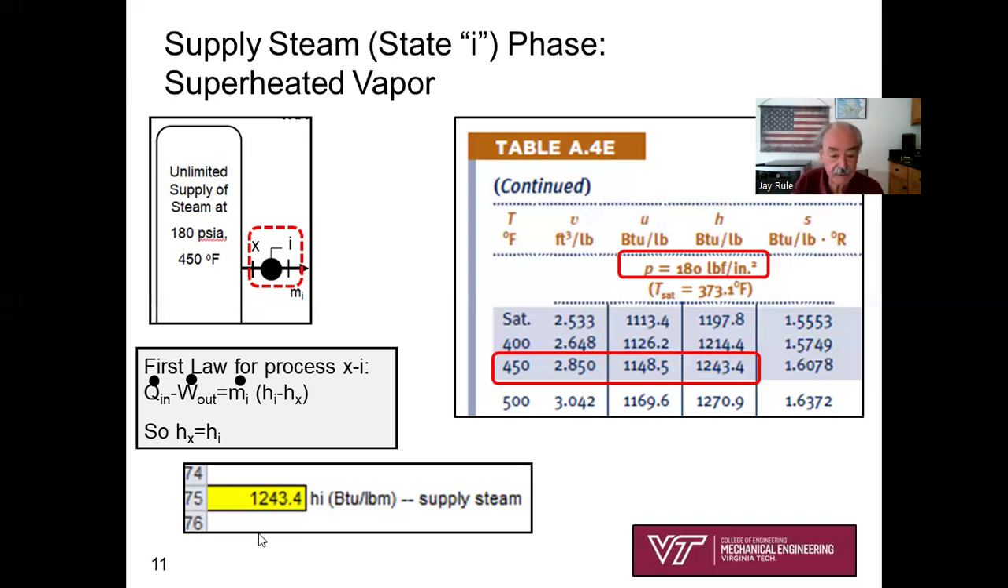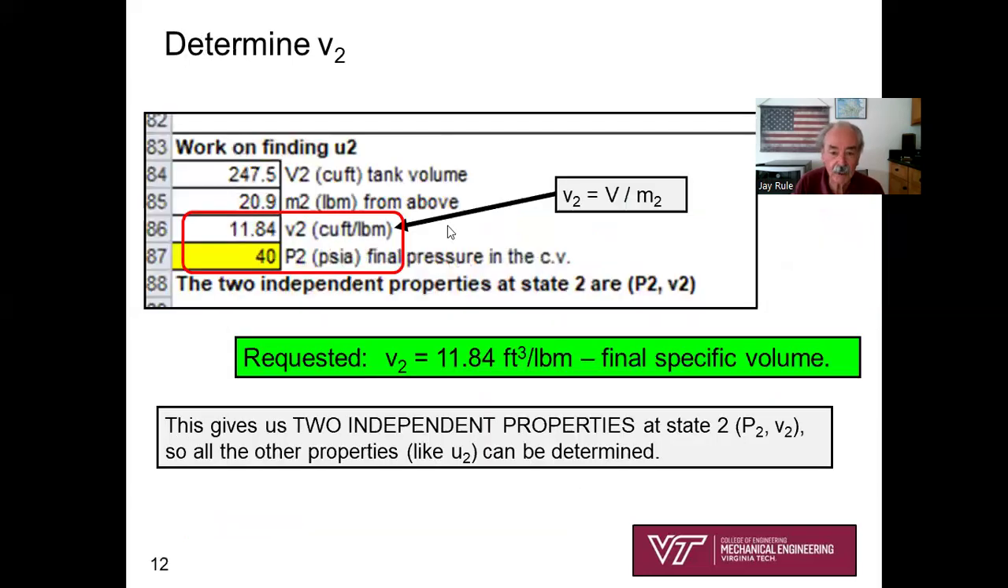So I've written down in my solution, h_i equals 1243.4 BTUs per pound. Okay, so we're getting somewhere. We're well on our way.